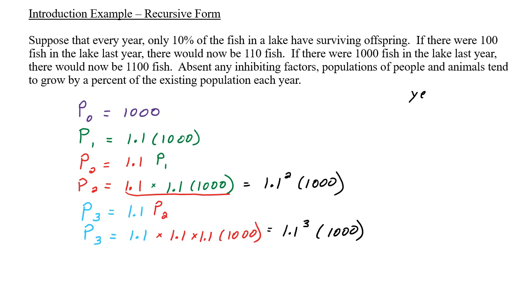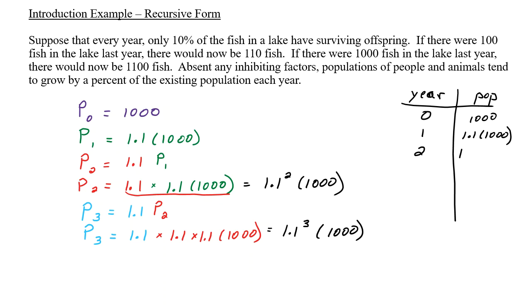Another cool way of seeing what's happening is to make a table. Let's say we've got the year, and then we've got the population. In year 0, the population was 1,000. In year 1, the population was 1.1 times 1,000. In year 2, the population is 1.1 squared times 1,000. In year 3, the population is 1.1 cubed times 1,000. I think you're seeing the pattern. I hope you're seeing the pattern.